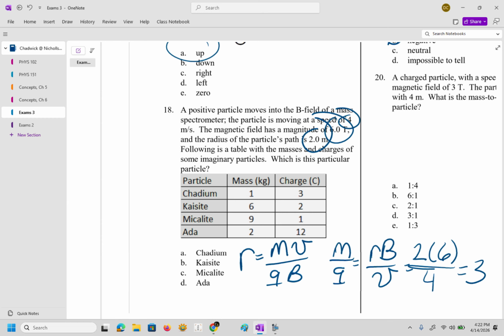This is 6 to 2. Oh, that is the answer. 6 to 2 is 3. So that's the right answer. It's Kaizite. This is 9 to 1. This is 1 to 6. 2 to 12 is 1 to 6. So I'm looking for the right mass to charge ratio. And in this case, it's B, Kaizite.